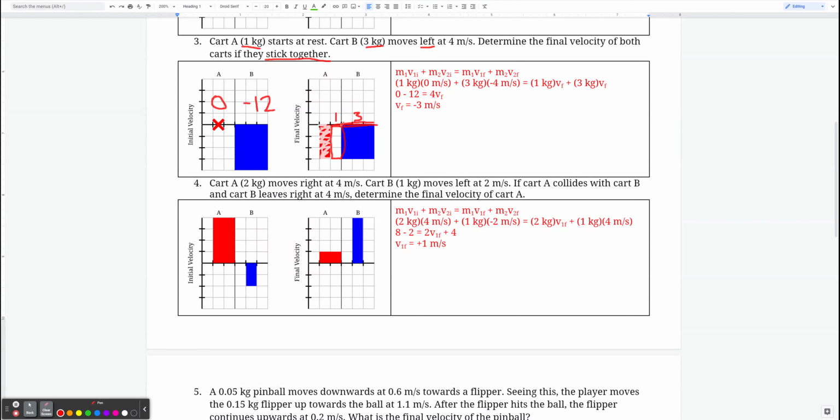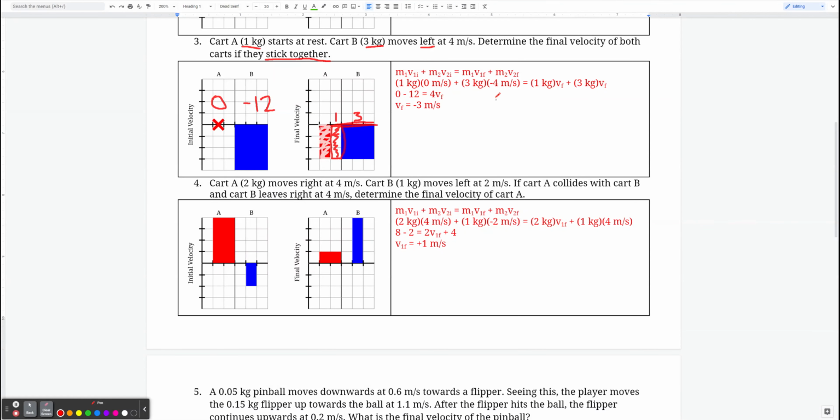So we can draw it like that, and then if we want to put cart A's block right next to cart B, just to remember they're stuck together. In this case, we know it has to be negative 3, again, because they need the same final velocity since they're stuck together. And if our final momentum has to be negative 12, that's our only option.